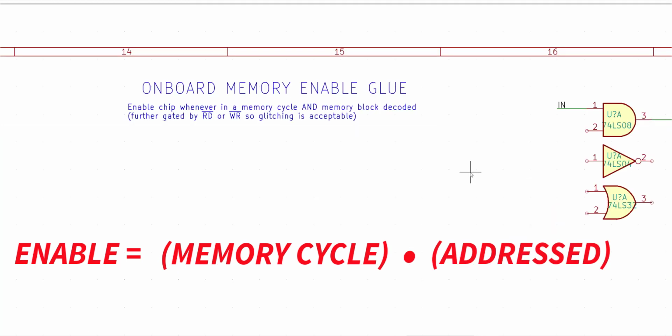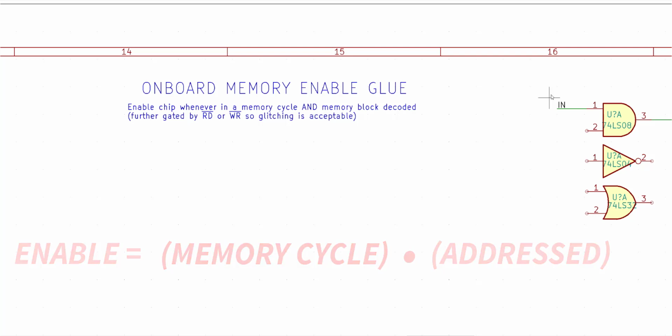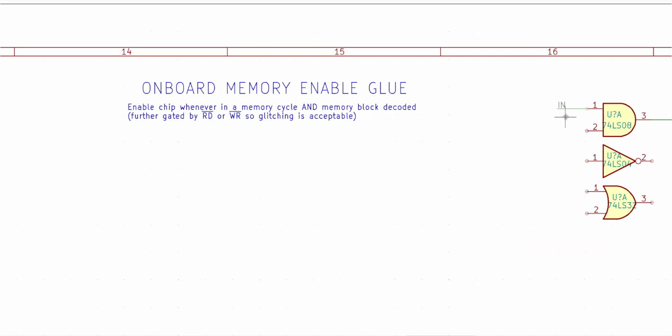Now, from my description, I'm going to create a little circuit diagram for this. So I want to enable the chip whenever we're in a memory cycle and the memory block is decoded. So I know already I'm going to need a couple of input signals. I'm going to copy this. I'm going to assign signals to these whenever a memory cycle.